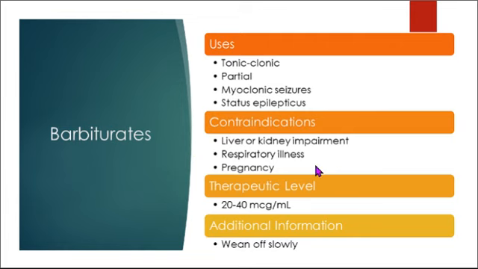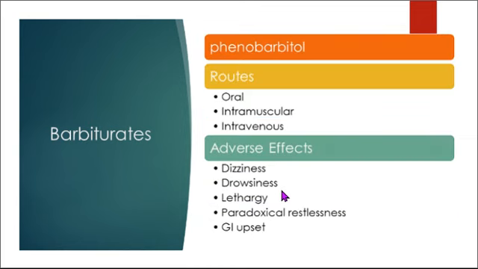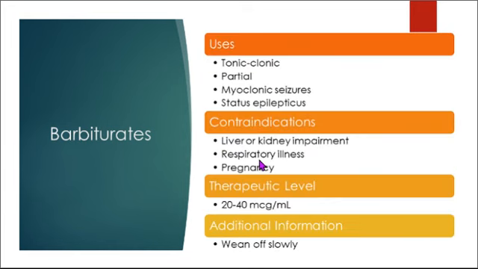excreted in your kidney. Contraindicated in respiratory illnesses because when it's slowing everything down, they're lethargic, drowsy, they're not taking those deep breaths. So it's a contraindication to downers. I would call barbiturate a downer. Contraindicated in pregnancy. Here's your therapeutic level, 20 to 40. Remember, phenytoin is 10 to 20. Barbiturates, phenobarbital is 20 to 40. And wean off slowly, or they will start seizing and having major withdrawal problems.